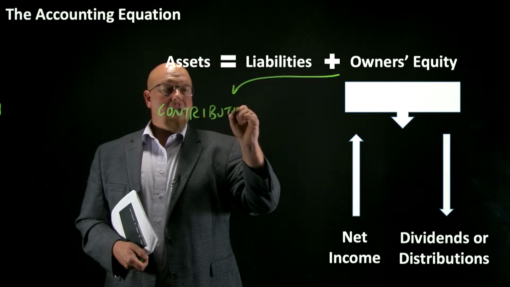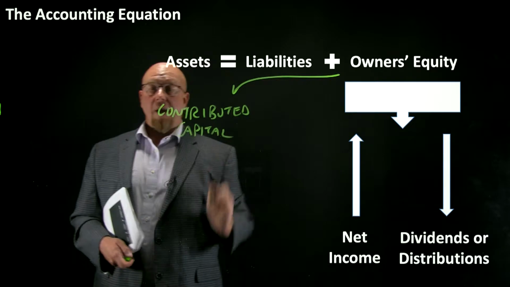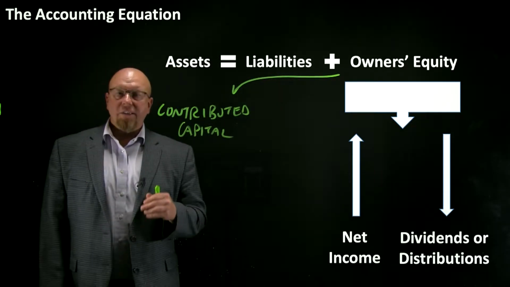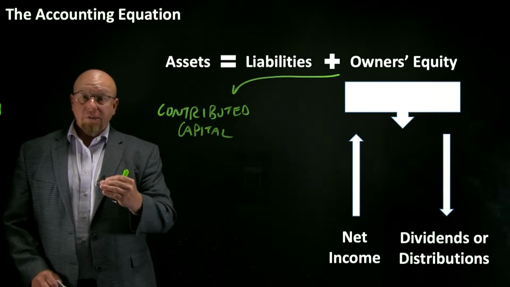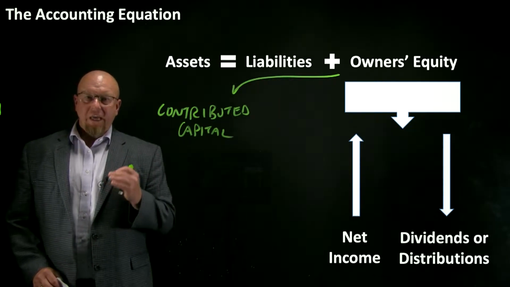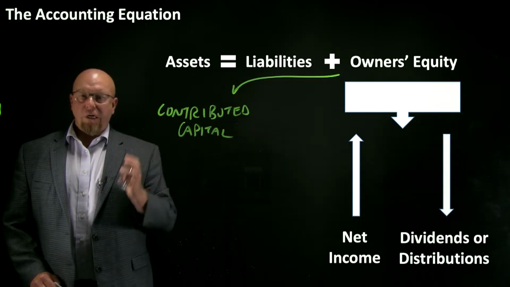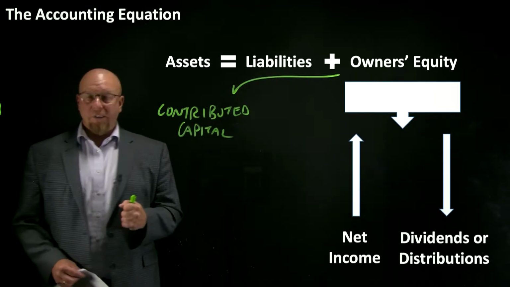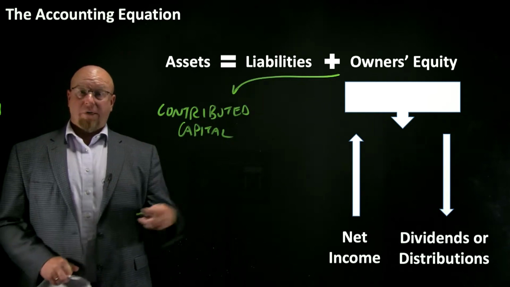Now, contributed capital could be something like common stock as an example. You've probably heard of common stock. And so what's happening with contributed capital is the owners, the individual owners of the entity, have contributed capital to the company in exchange for an ownership interest. So this represents money or other resources that the owners of the company have put into the company, their investment.